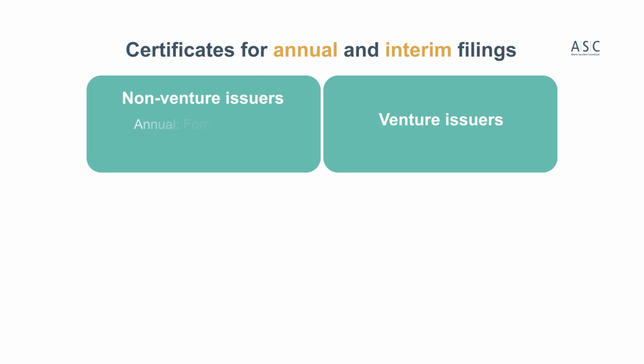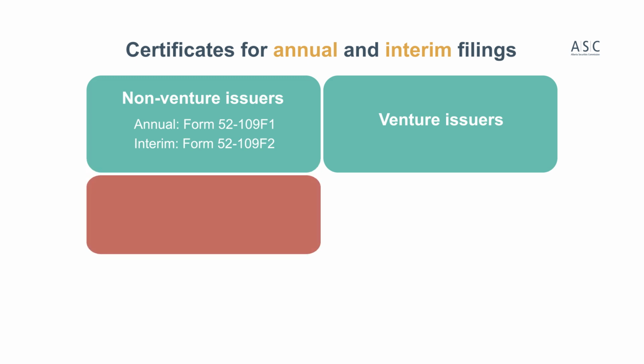Non-venture issuers will file Form 52-109F1 with respect to their annual filings and Form 52-109F2 with respect to their interim filings. These prescribed forms include, among other items, representations by the issuer's certifying officers regarding DC&P and ICFR. A non-venture issuer's responsibility regarding these matters is outlined in the certificates and Part 3 of the instrument and include required disclosures in the issuer's MD&A. I will address these requirements in more detail in a moment.